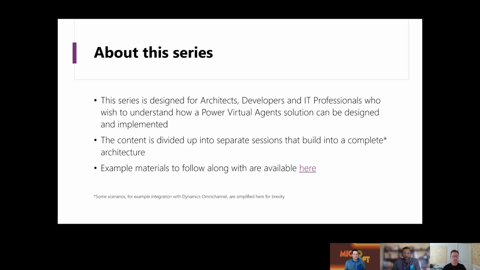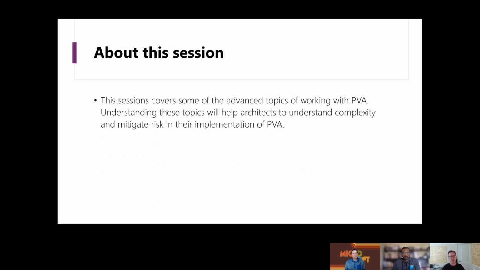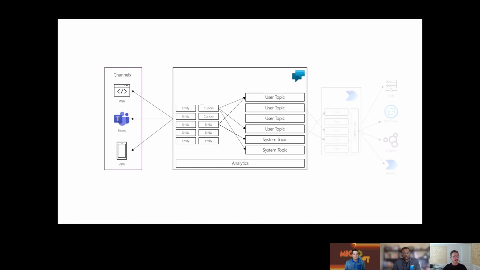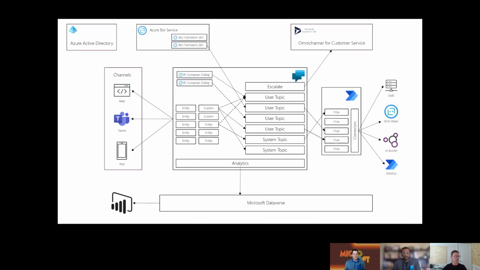So this particular session is about, as I said, advanced topics, and these are the more gnarly things that you have to consider with PVA. Some areas where you might incur some extra work or some risk if you don't fully understand the trade-offs and decisions going into it. With our architecture slide that covers the complete solution we're building, we're pretty much building out all the pieces around the outside now. We're going to include things like connecting to Dataverse today. We're going to talk about Omnichannel, as well as things like single sign-on.